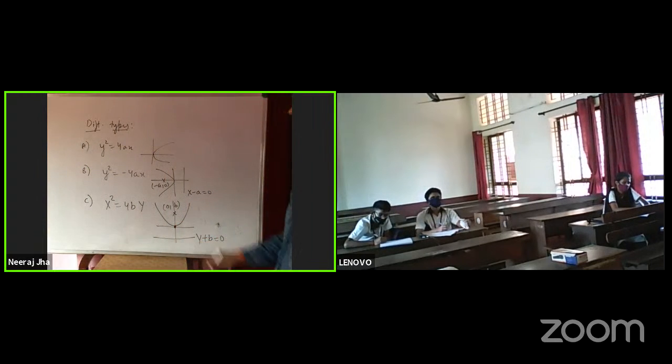The directrix is this. The last, d, is x square is equal to minus 4by. This parabola is like this. Its focus will be 0 comma minus b. Its directrix will be y minus b is equal to 0. Hence we have 4 different parabolas.